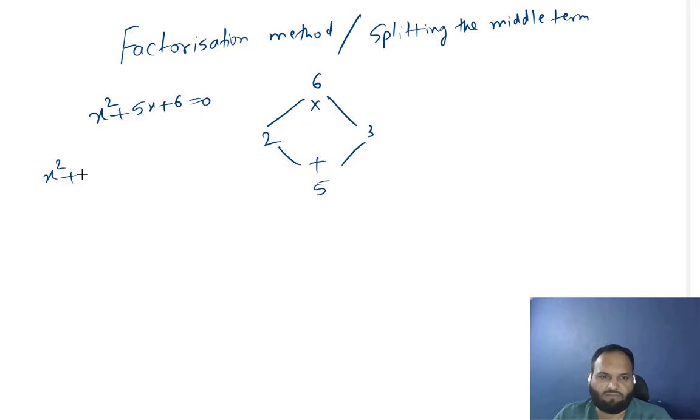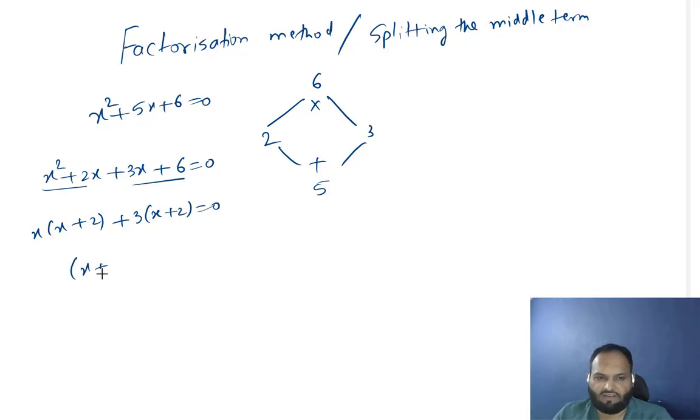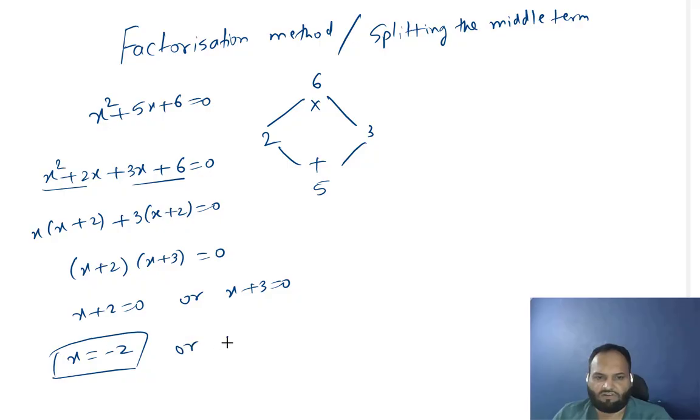So I will get x square plus 2x plus 3x plus 6 equal to 0. Then I will just group it and I will take common x in bracket x plus 2. And then I will try to make the same factor. So I will take 3 common, x plus 2 equal to 0. So I am getting (x plus 2)(x plus 3) equal to 0. So I am getting x plus 2 equal to 0 or x plus 3 equal to 0. So x equal to negative 2 or x equal to negative 3. These are the two options that I got.